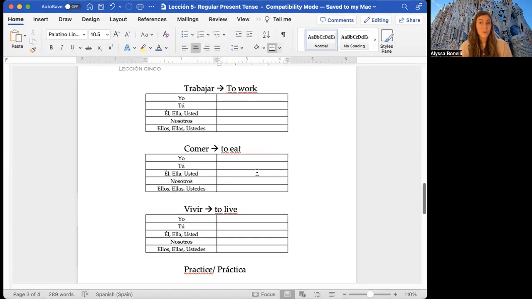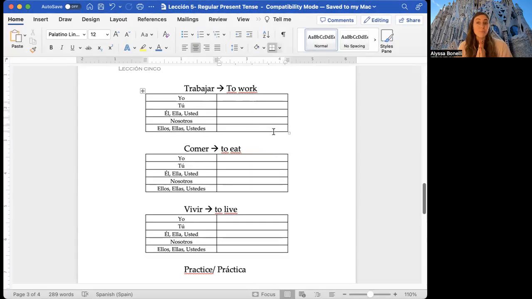So try to take a piece of paper or wherever you're keeping your notes for Spanish, or a different document, and just try typing in what the answers should be for I work, you work, she works, and so on. Right? So if you can make that happen right now, then you can check your answers against what I show. If you are like, I have no clue how to do this, then let's keep going.